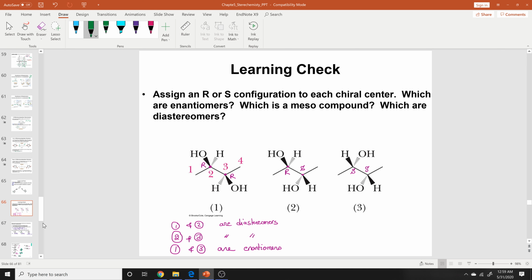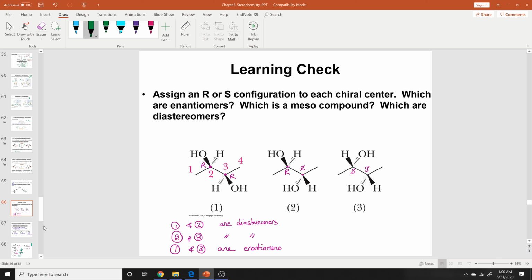So this is an example over here, assigning the configuration on each chiral center. These are problems. I put a lot of problems in there just for you to practice before you start working on your assignments. If you have your molecular model, please use it to assign the configurations for each. Now, I am asking which are enantiomers, which are meso compounds, and which are diastereoisomers.